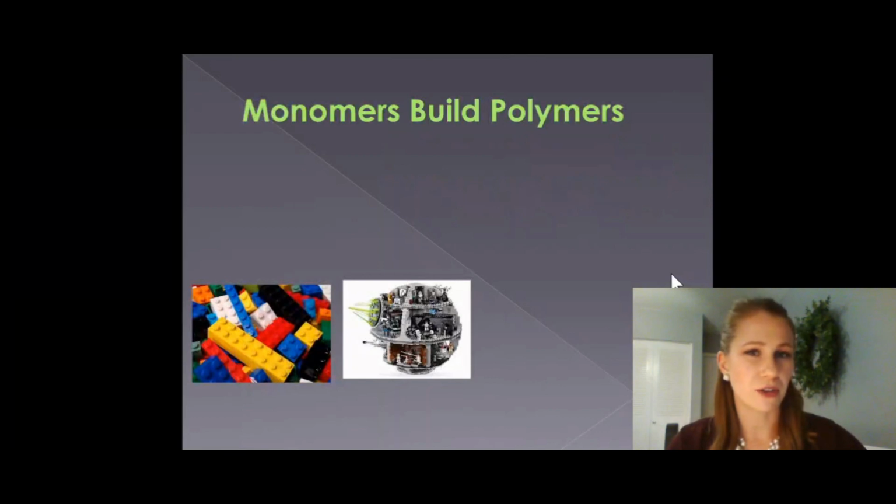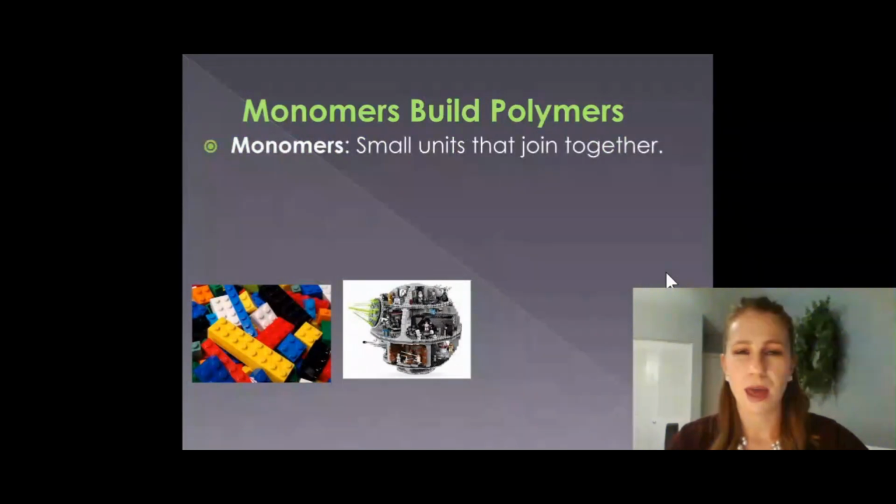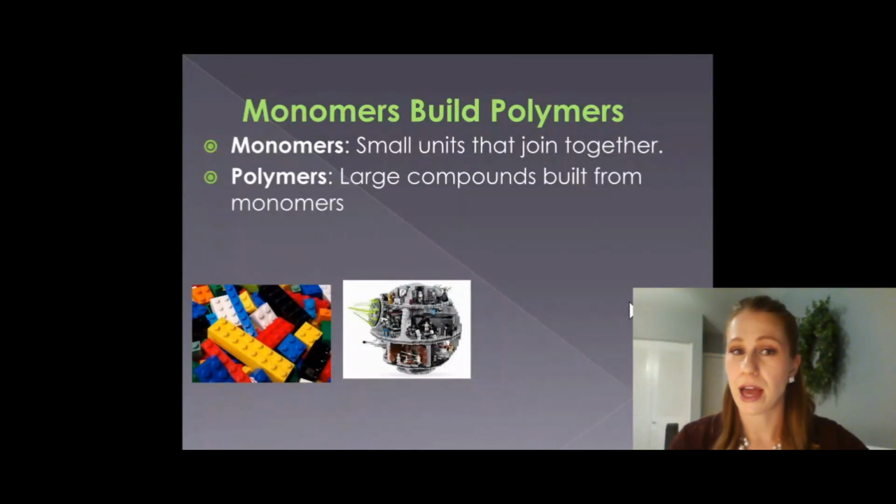The first thing we have to understand when we talk about biomolecules is that monomers build up into polymers. Monomers are small units that join together, and I think of them as these little Lego pieces over here. Because they're smaller and they're not really much on their own, but once they build together and create a polymer, a large compound, they are something recognizable. And I picked the Lego Death Star because I am a Star Wars fan.